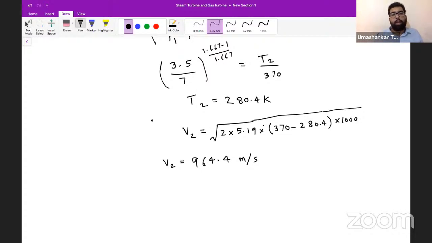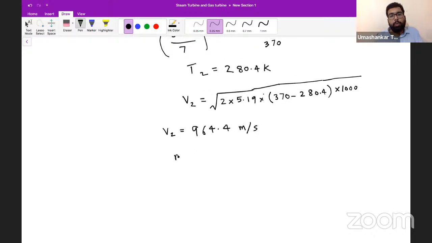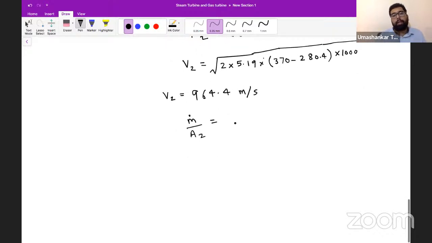So we have the value of V2 equal to 964.4. It was asked of us to find the mass flow rate with respect to area. So we have this mass flow rate with respect to area.